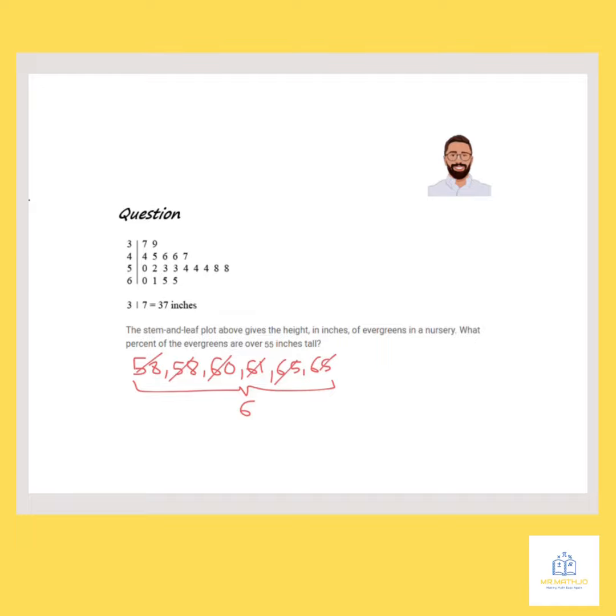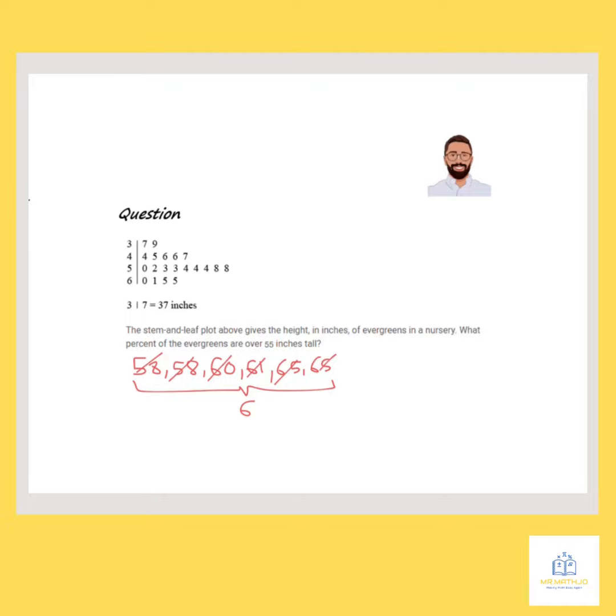Now, what is the total number of evergreens? In the first row I have 2, which is 37 and 39. In the second row I have 1, 2, 3, 4, 5. So 5 plus 2 is 7. Then I have 1, 2, 3, 4, 5, 6, 7, 8, 9. And 1, 2, 3, 4. So the total number of evergreens is basically 20.